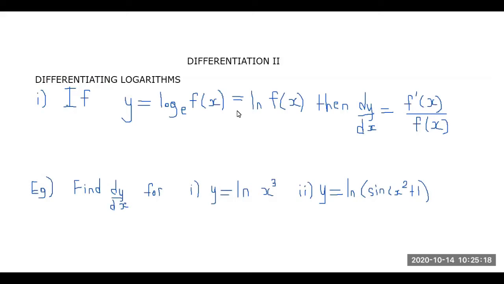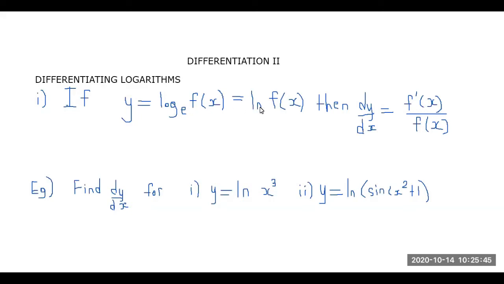All right. So now we're going to be looking at how do we differentiate logarithmic functions. So how do we differentiate log functions? Consider if y is equal to log to base e of a function of x. Log to base e, they generally write this as ln.